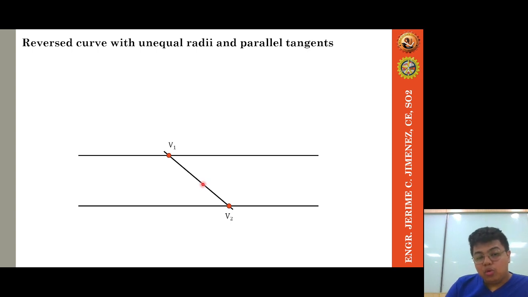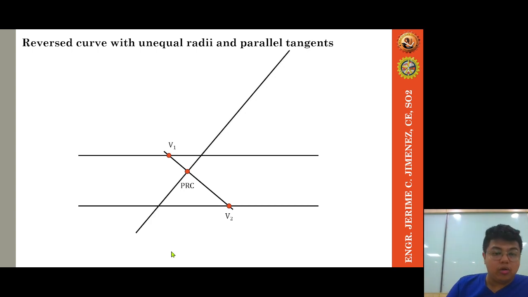In type 2, to get unequal radii, let's position PRC either near V1 or near V2. Okay? But in this example, I placed it near V sub 1. And that will be our PRC, or the location of our point of reverse curvature. And then, we draw a line perpendicular to the common tangent. Okay? So, this common radius must lie at the point of reverse curvature.